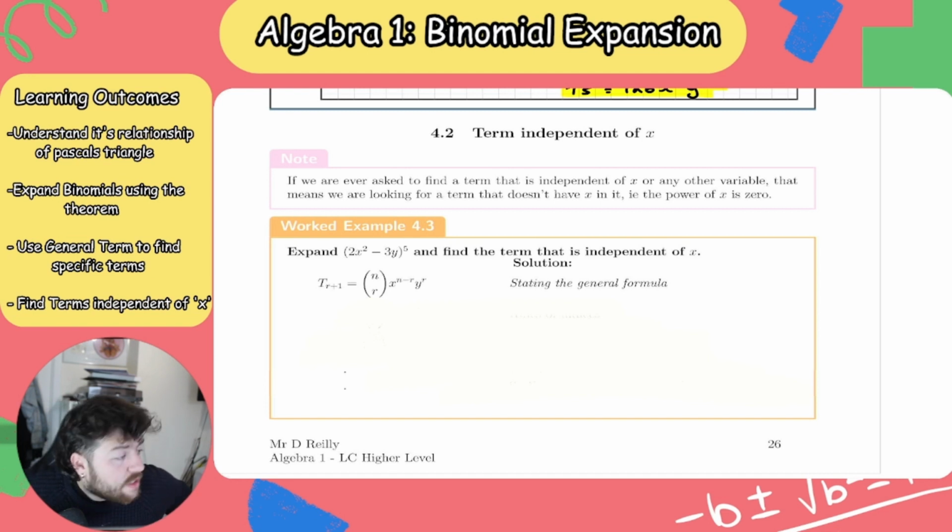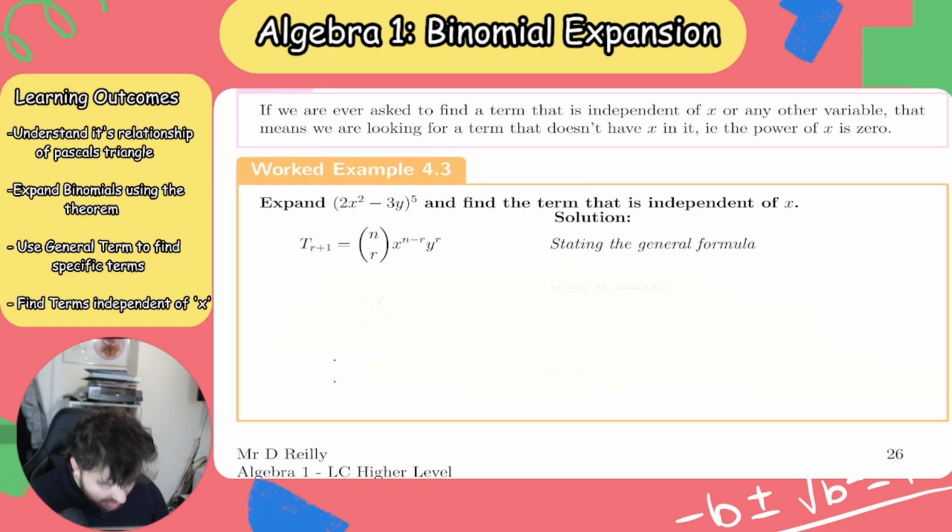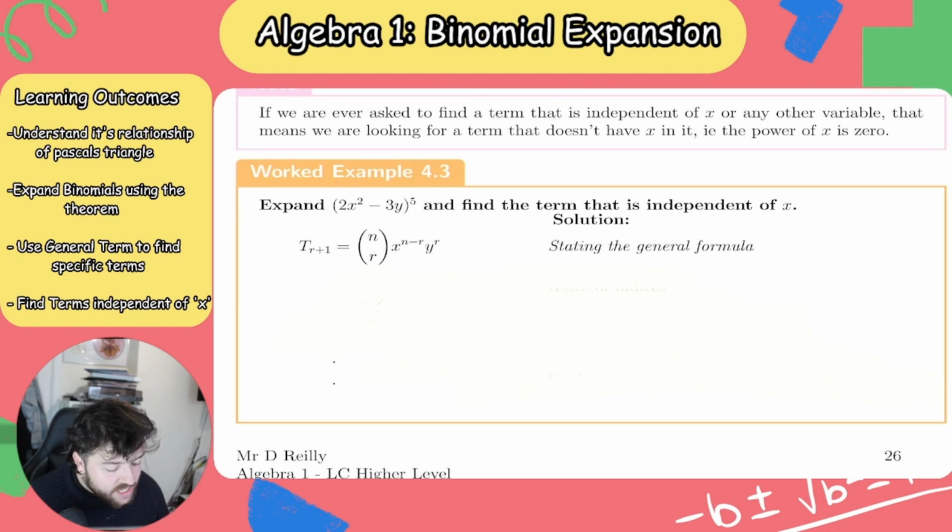So, note, if we are ever asked to find a term that is independent of x or any other variable, that means we are looking for a term that doesn't have x in it, i.e. the power of x is 0. So what do we mean? We don't know what term we're looking for, so my unknown in this expression is going to be r. So I want to find a term independent of x. Well, I don't know what r is, so I'm just going to leave r in my equation.